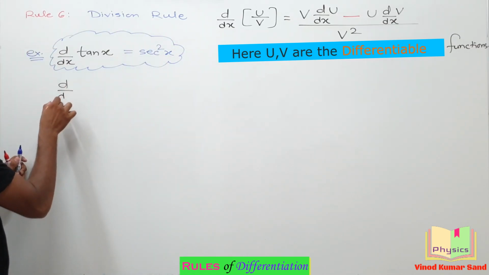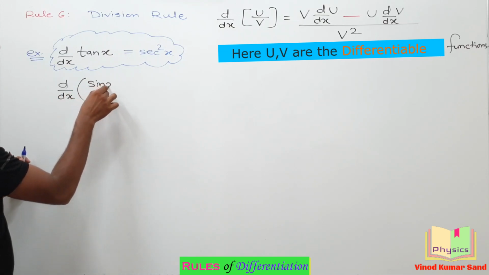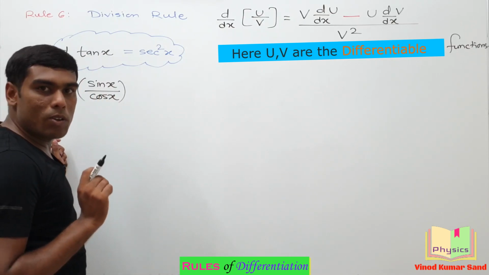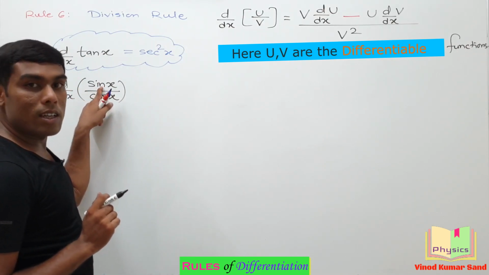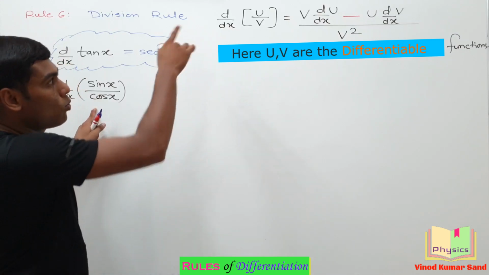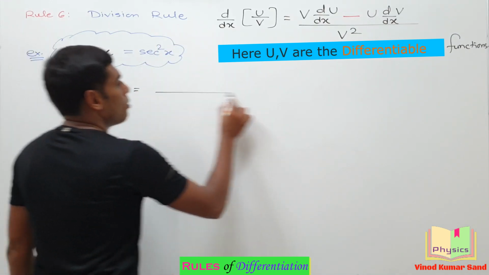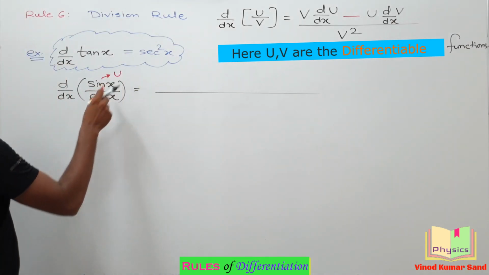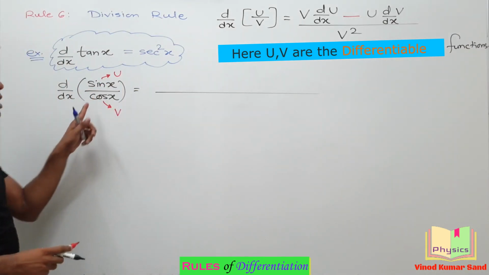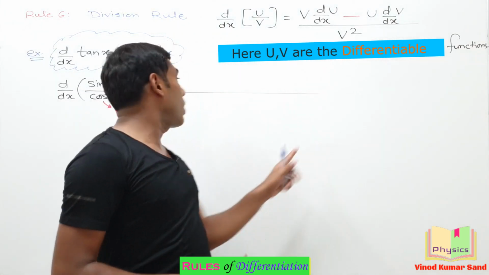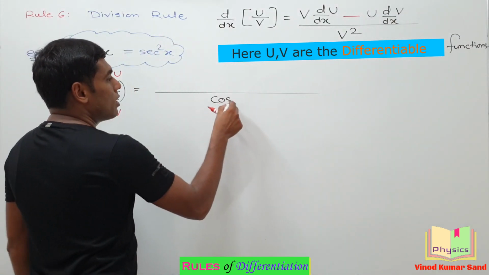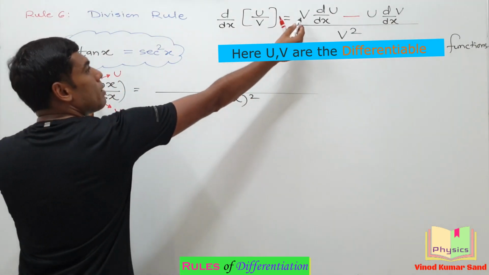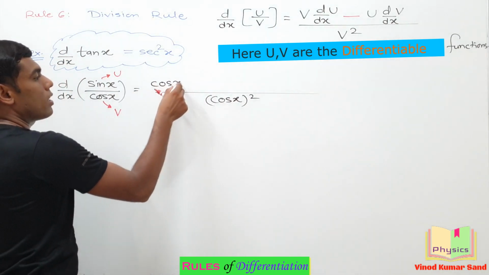This can be written as d by dx of sin x by cos x. Tan x can be written as sin x by cos x. This sin x we can treat as u and cos x we can treat as v. So we can utilize this formula. Pay attention. This entire term is u. This entire term is v. Formula says v square. V square means cos x whole square. Then formula says keep the v outside. So keeping the cos x here.